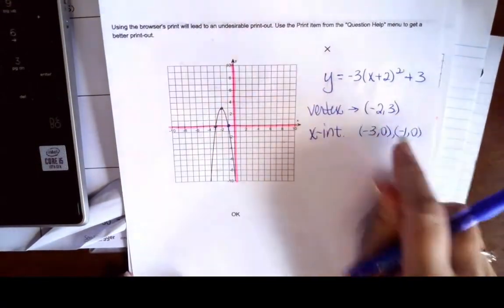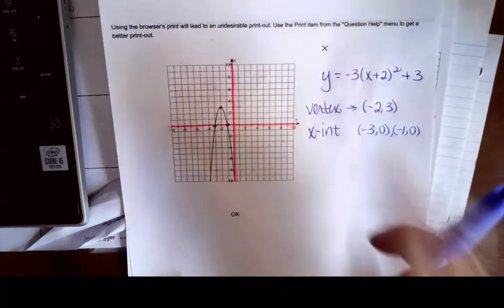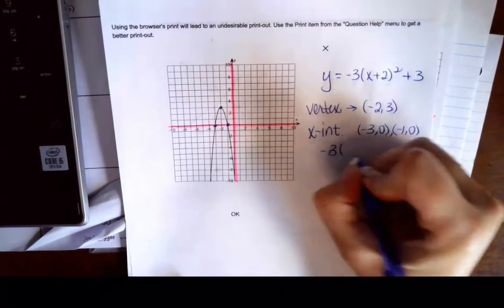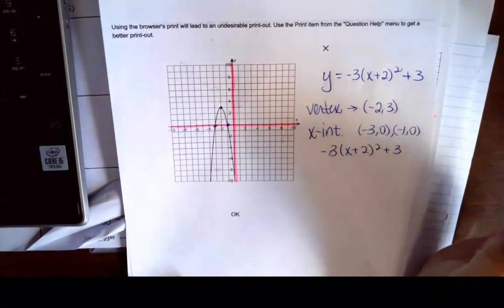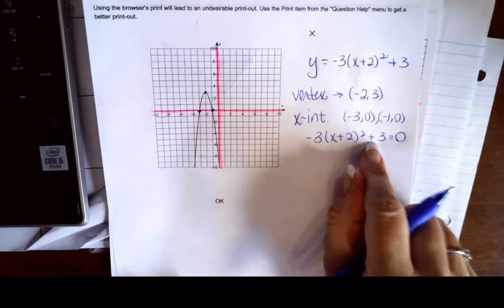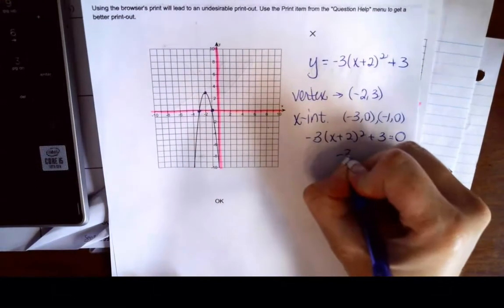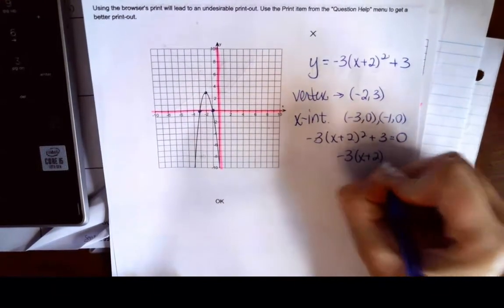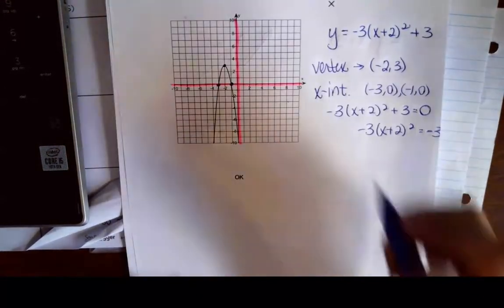Then substitute, because your y-coordinate turns into a 0, substitute a 0 in for y. So what I have is negative 3 times x plus 2 squared plus 3, and I want that to equal 0. So I'm going to subtract 3 from both sides. Just start knocking stuff off. I'm trying to get to the x. So get rid of that 3. So negative 3 times x plus 2 squared is negative 3. Now I can divide both sides by negative 3.